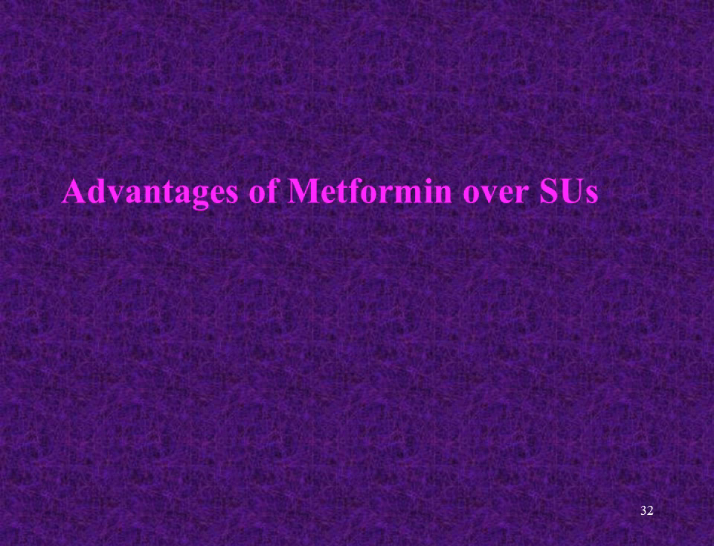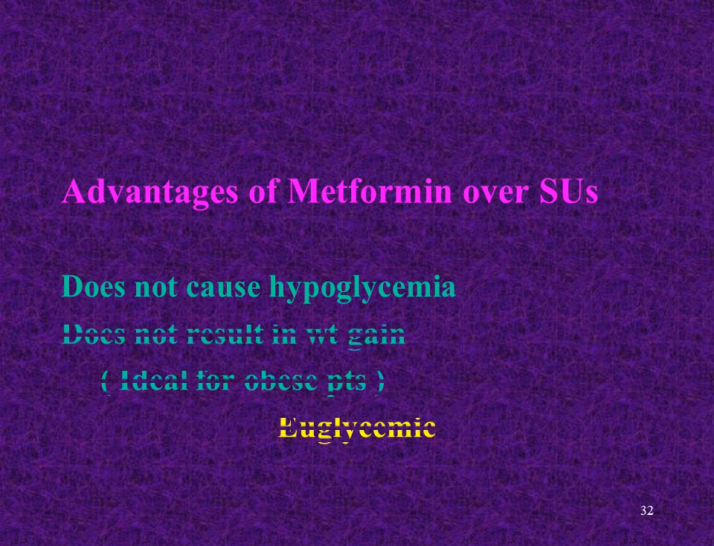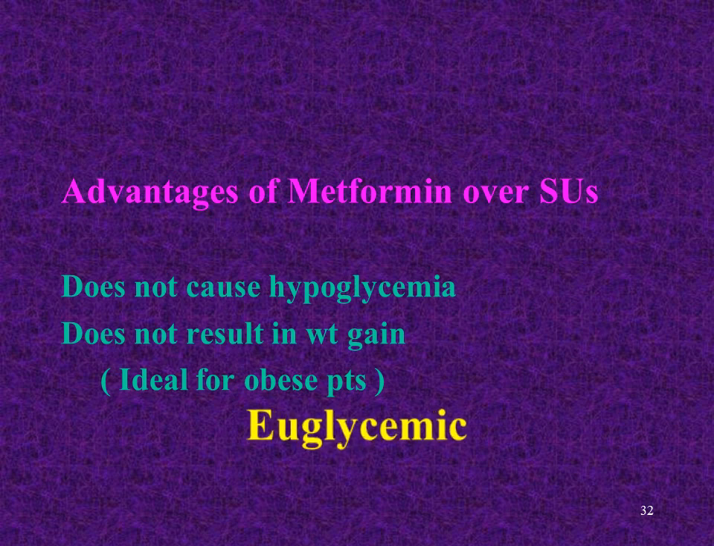So advantages of metformin over sulfonylureas are: it does not cause hypoglycemia since it is not a secretagogue. It does not result in weight gain, and so it is ideal for obese patients, okay, because it causes weight loss, and it is euglycemic as it does not affect the blood glucose level. So this can be asked in your MCQ. Which anti-diabetic drug is euglycemic? So you will opt for biguanides or thiazolidinediones.